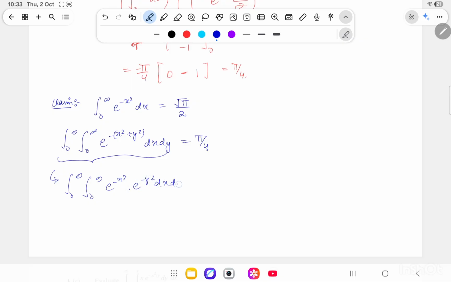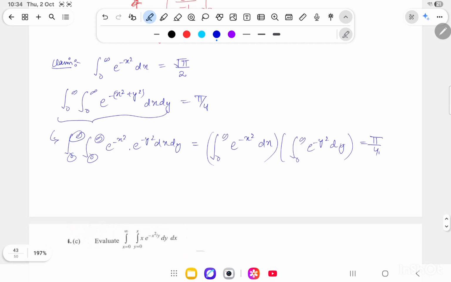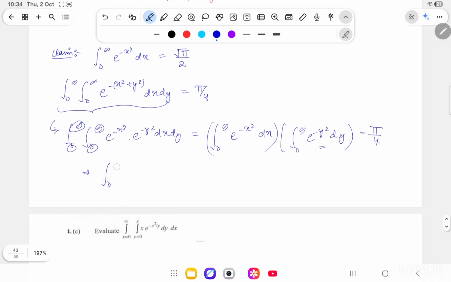square dx dy, and since the limits here are basically constants only, we can write it as integration from 0 to infinity e raised minus x square dx into integration from 0 to infinity e raised minus y square dy, which is equal to pi by 4 that we just calculated. Now x is just a variable. If I plug in y equals to x here, I'll get integration 0 to infinity e raised minus x square dx whole square as pi by 4.